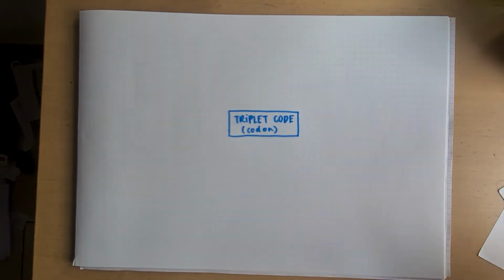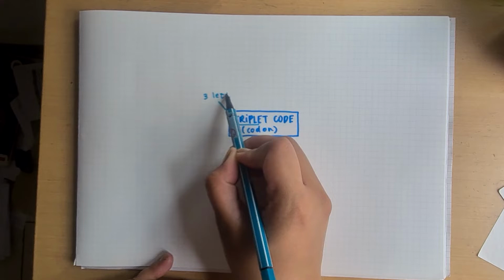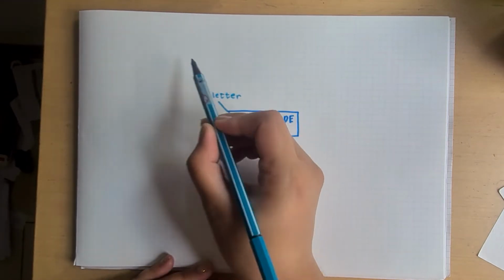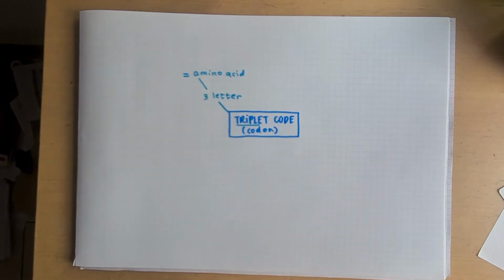Hi everyone, today we'll be talking about triplet codes. Triplet codes are also known as codons, and from the name itself, triple meaning three, it is a code made up of three letters which correspond to an amino acid.